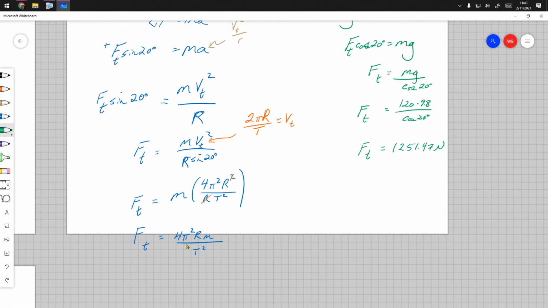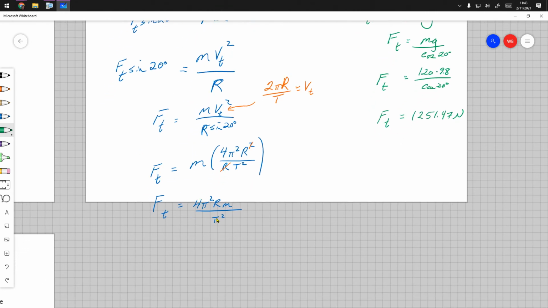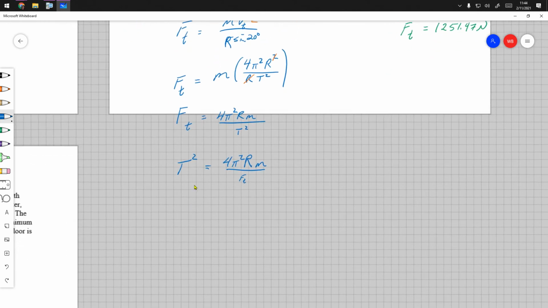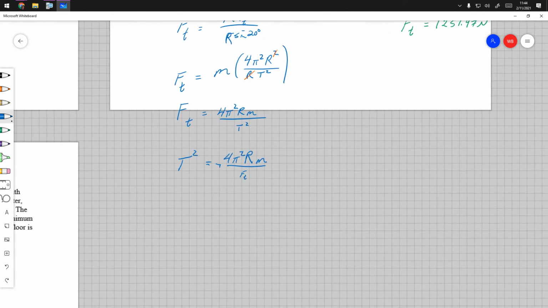Okay, that means that over here, I'm actually solving for t squared. So let's rearrange that. I'm going to multiply by t squared and divide by my tension. And so I'll have t squared is equal to 4 pi squared r times m over my tension force. Now, I know that I need to find t, not t squared, so I'm going to take the square root of all that, which undoes that square. And so now I have what t is. Now I have all these values, so let's put them in.